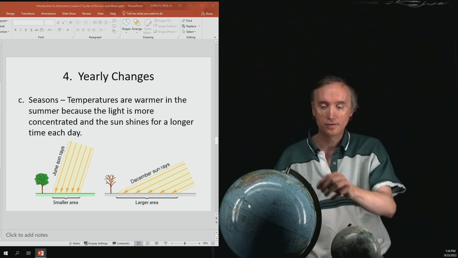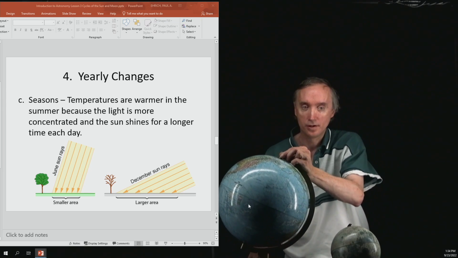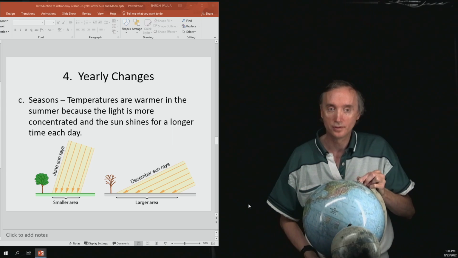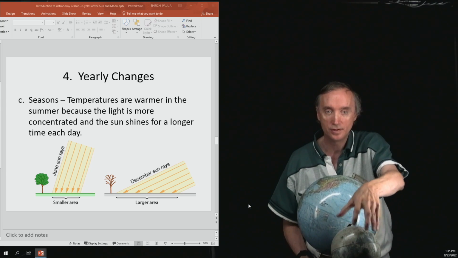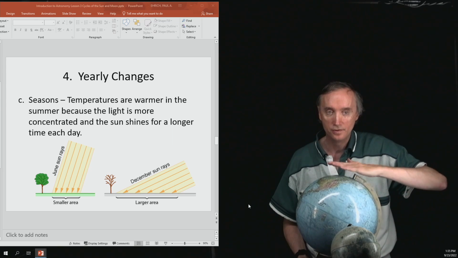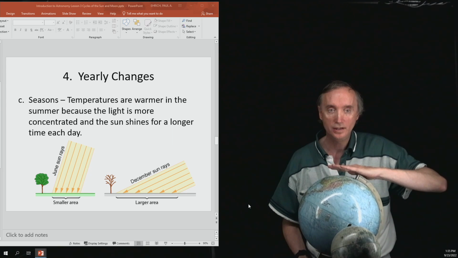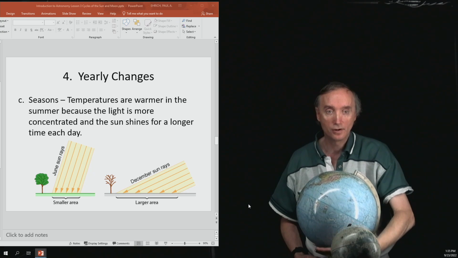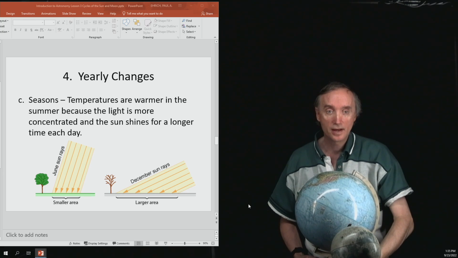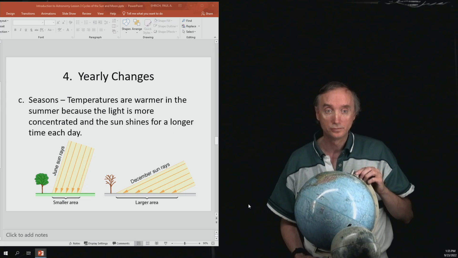Okay, now let's take the Earth and orbit it so that it's over here now, so that the sunlight is going to be hitting this part of the globe the same amount as it's hitting this part down here, and then that's going to represent fall.